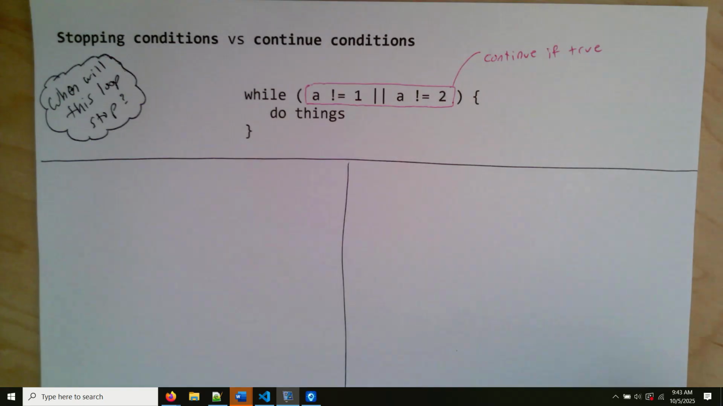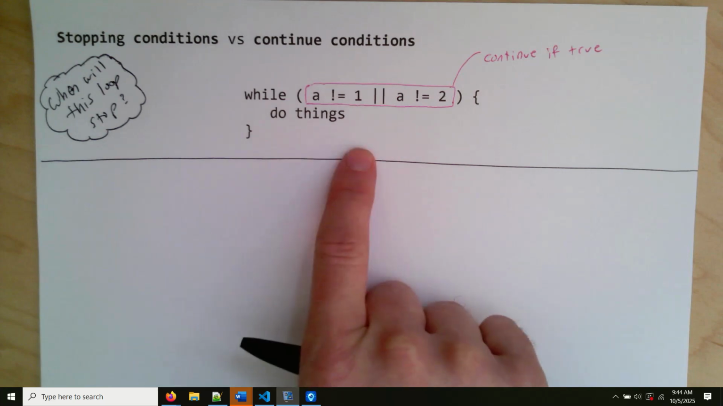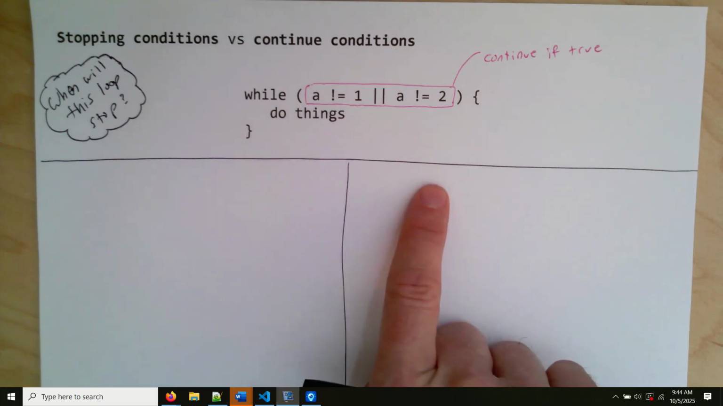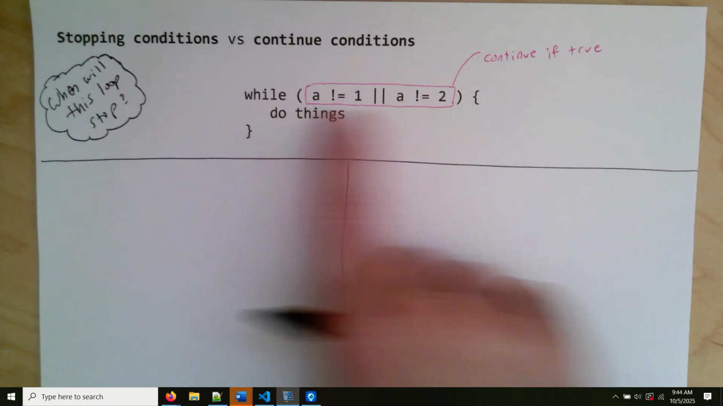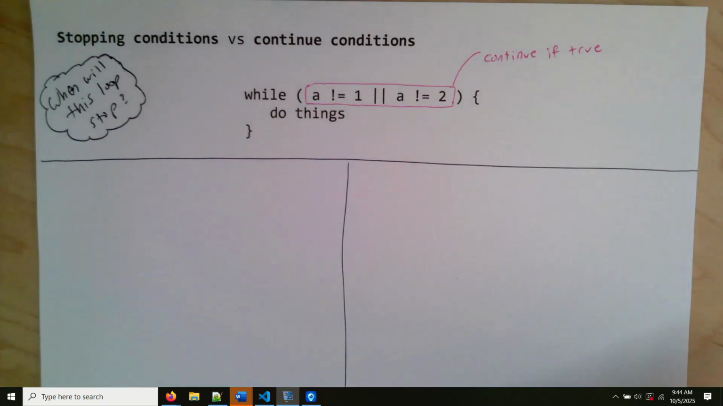So there's two skills I want you to know. One is, could you test individual values and decide, is it going to loop? The other is using De Morgan's law to take the continue condition and translate it into a stopping condition. What would actually have to be true to make it stop? So let's do each skill.